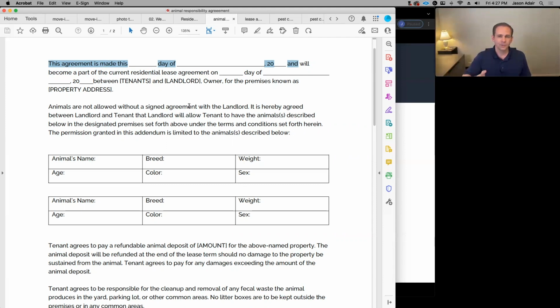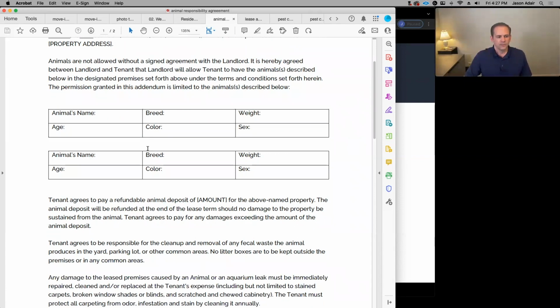It doesn't give them unfettered access to bring in any animal. Just because they have an ESA, there's a process there. It doesn't give them the ability to bring in any animal they want at any time. So I'm just laying the guidelines there.